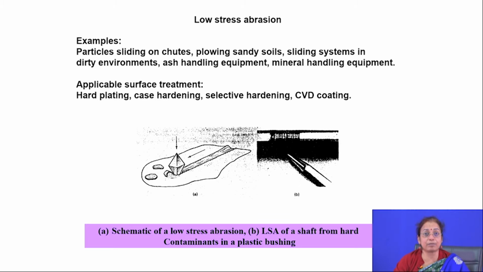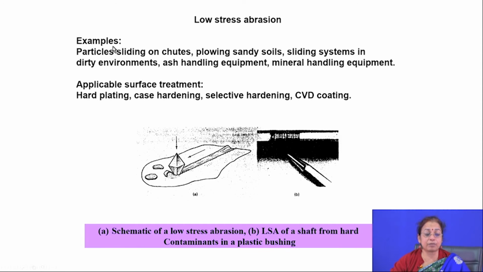And in low stress abrasion, if you are interested to know the mechanism by which the failure occurs: if the stress is lower than the yield strength of the material, naturally how could the wear occur? There is no chance of deformation, there is no chance of fracture. So, how does the wear occur? Wear mainly occurs by the mechanism of abrasion, the ploughing action. So, there is a cutting mechanism which plays an important role in causing the wear.